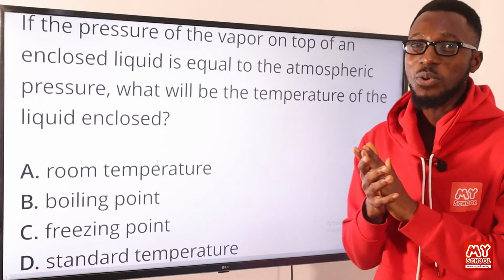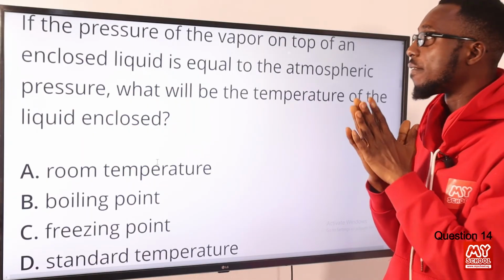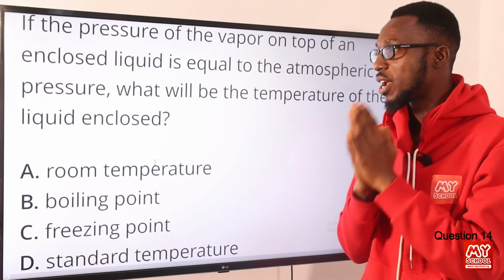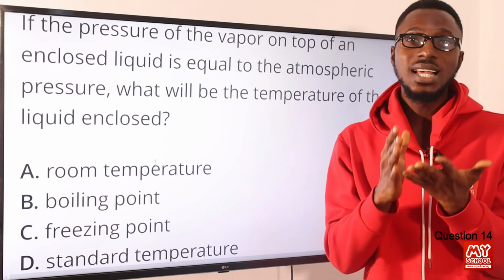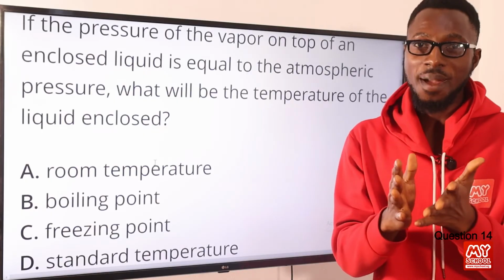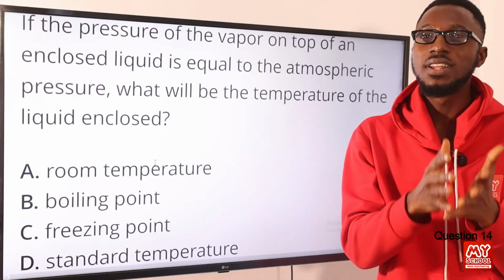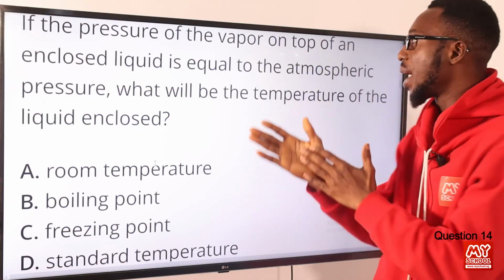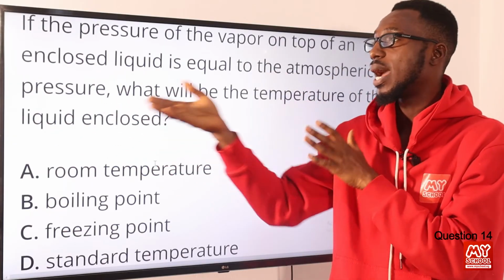So join me as I solve question 14. If the pressure of the vapor on top of an enclosed liquid is equal to the atmospheric pressure, what will be the temperature of the liquid enclosed? If, for instance, I'm taking this liquid as water, that should be 100 degrees Celsius, and that's definitely the boiling point. So for any liquid at all, we are talking about the boiling point, where the vapor pressure equals the atmospheric pressure.